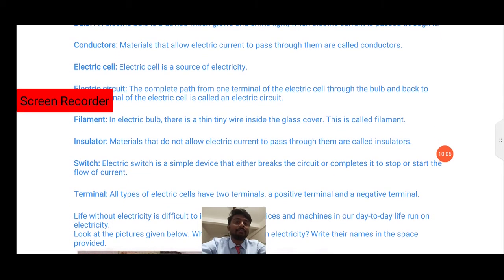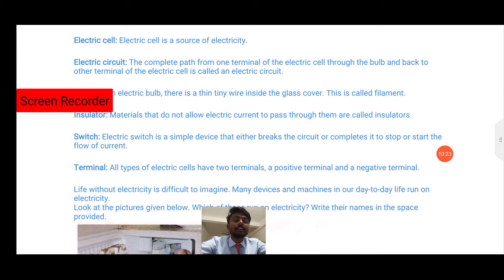Okay, now see the conductors. I already discussed the conductors. Materials that allow the electric current to pass through them are called conductors. Electric cell: an electric cell is a source of electricity.